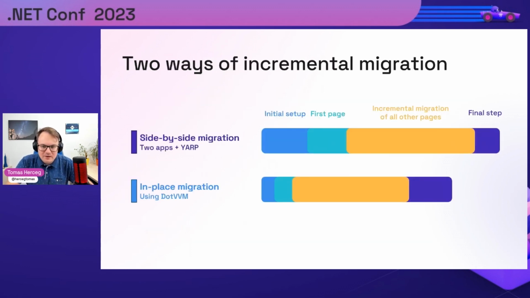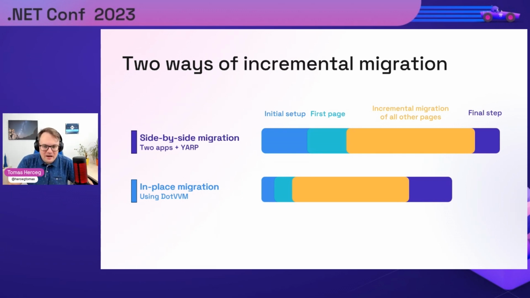I will be talking about two methods of migration, and both are incremental. You will be doing page by page or component by component, because it's not possible to do everything at once. The first approach is called side-by-side migration. We will start by creating a separate new application along with the old one, and you will be pulling the pages and the logic from the old application to the new application.